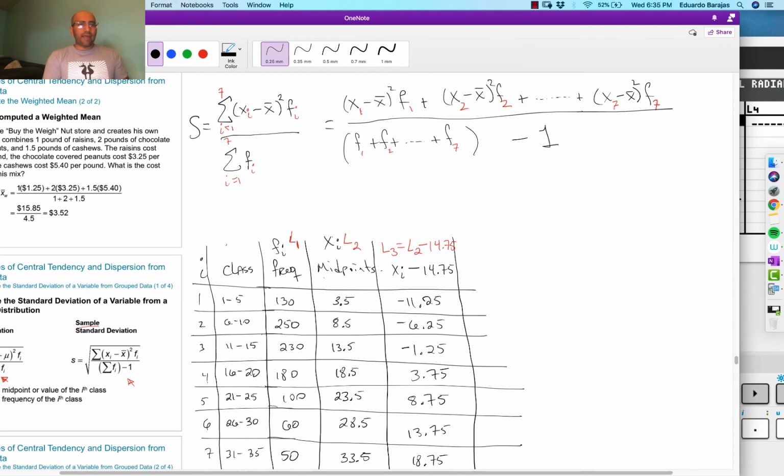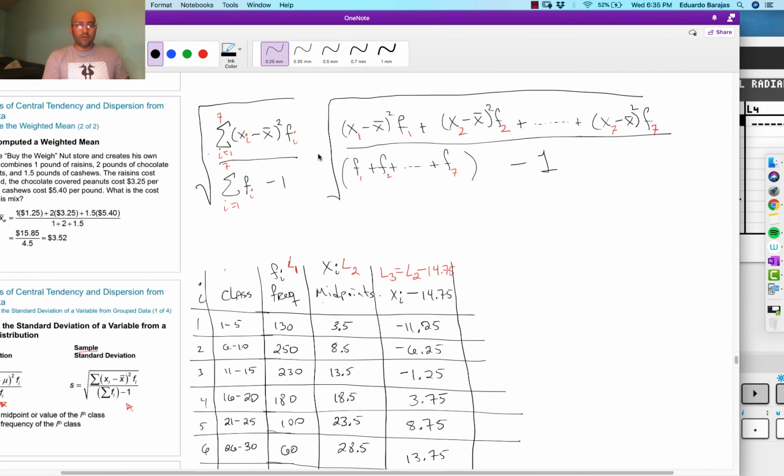Once we figure out that whole thing, the last step is to take the square root of this whole thing, right? Minus 1, and then the square root of this whole ugly thing. This equals that, and then S equals this whole mess. Okay, so that's what we're trying to do.